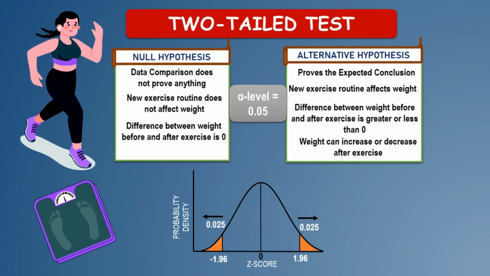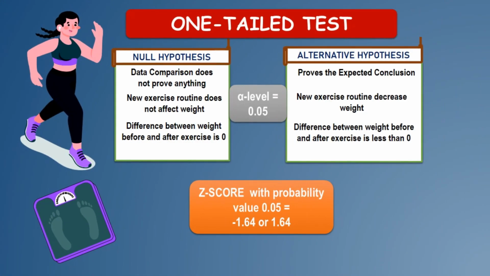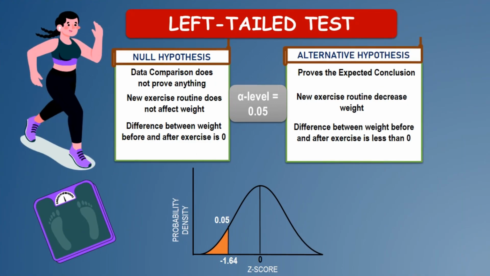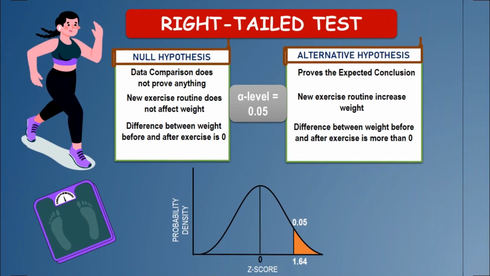And for one tail test, alpha level of 0.05 will be considered on just one end. The z-score with the probability value of 0.05 is minus 1.64 and 1.64. For left tail test, that is, we are considering decrease in weight, z-score should be less than -1.64 to have p-value less than alpha level. Whereas for a right tail test, that is, we are considering increase in weight, z-score should be more than 1.64.